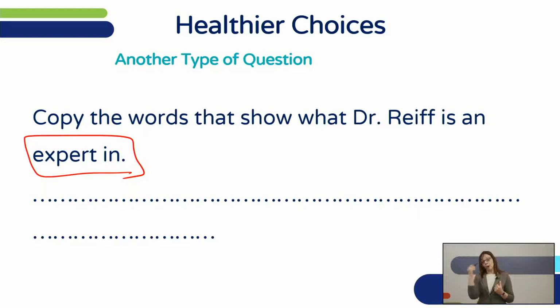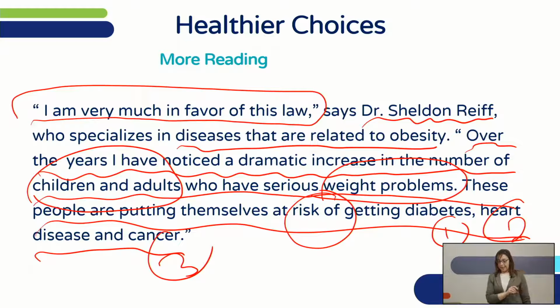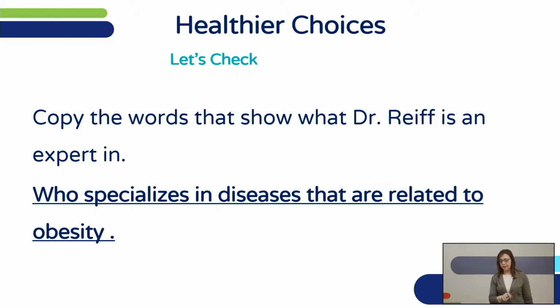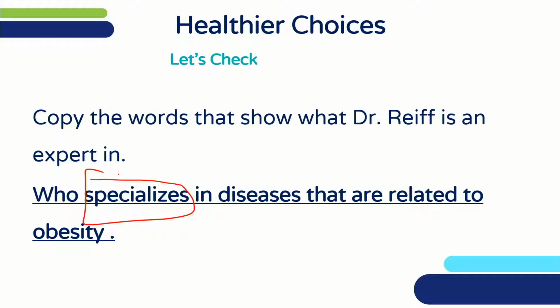So we go back to our paragraph and look specifically for a term that is similar to the word expert. Yes, here we have specializes, right? So we copy it. Who specializes in diseases that are related to obesity? See? We're right. We have the correct answer. Who specializes? Because specializes is the clue. Expert, specializes in diseases that are related to obesity.